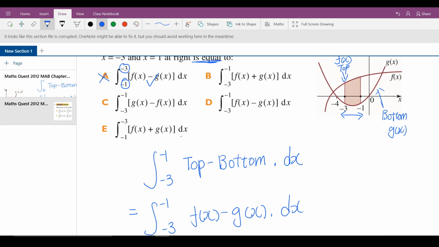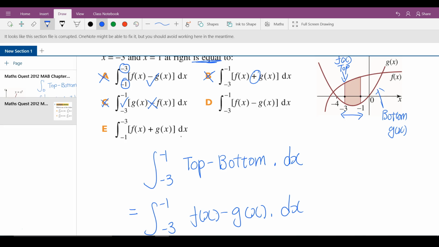Okay, let's go B. All right, got the correct domain, very good. And f and g, oh, so inside here is a plus instead of a minus. That's not right, because it's always top minus the bottom. Okay, let's go C. All right, so got the correct domain, very good. G of x minus f of x. That's not right, because g of x is supposed to be negative and f of x is supposed to be positive. So that's also wrong.